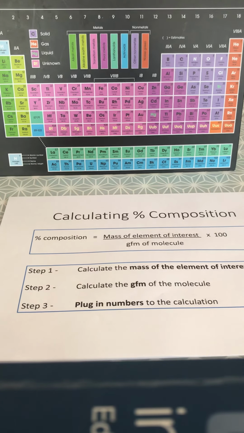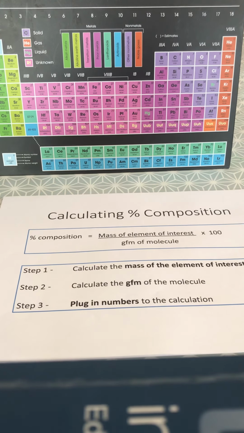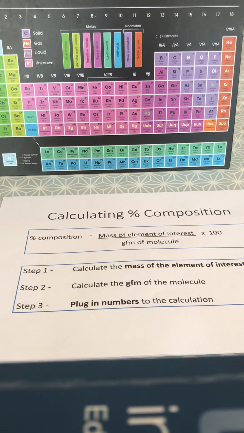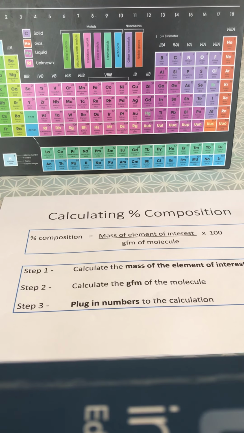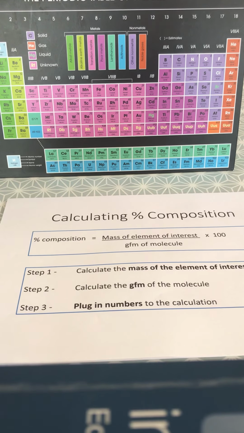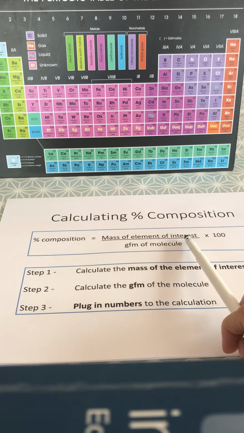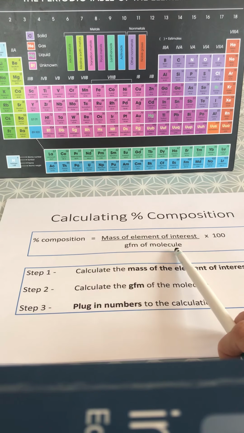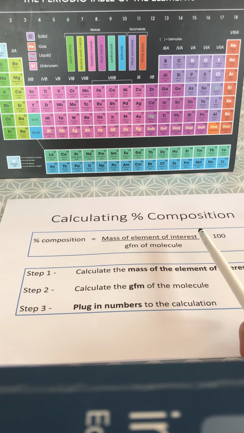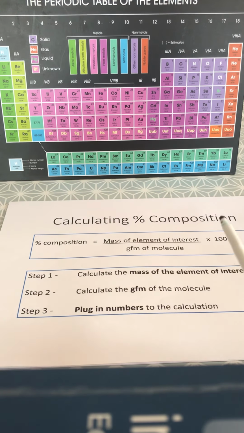To calculate the percentage composition, you will need a periodic table with the atomic masses on, a calculator, and a pen and paper. So the percentage composition allows us to look at the mass of the element we're interested in within a molecule and the percentage that this makes up of the total molecule.